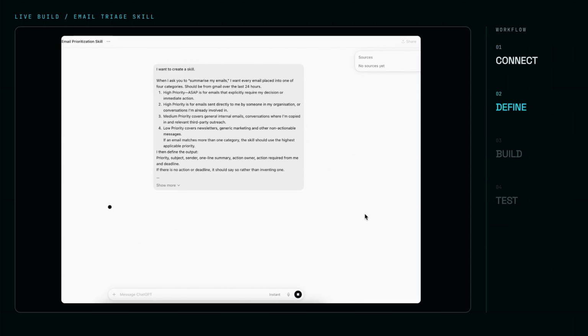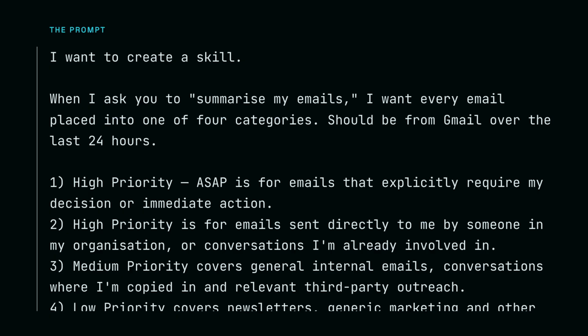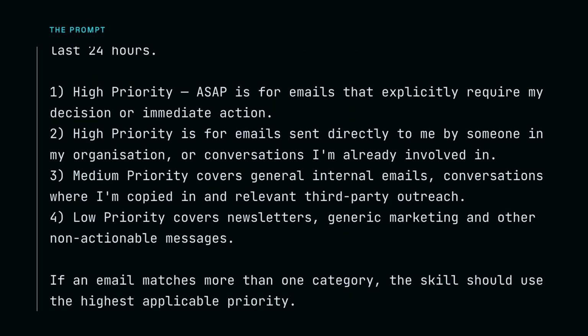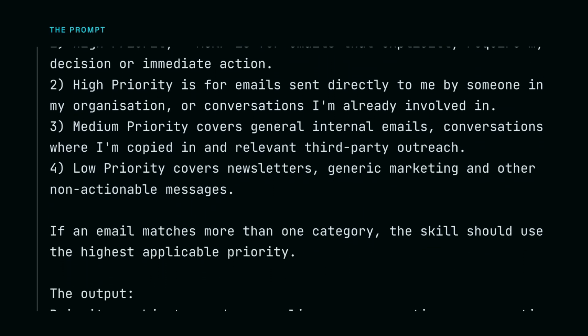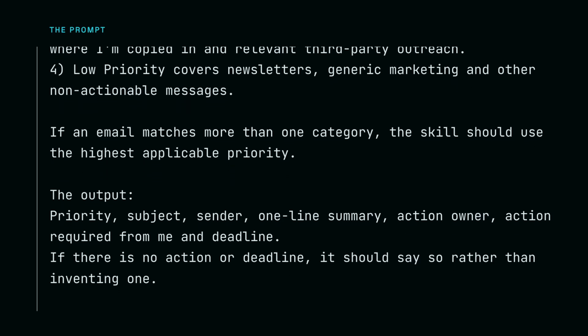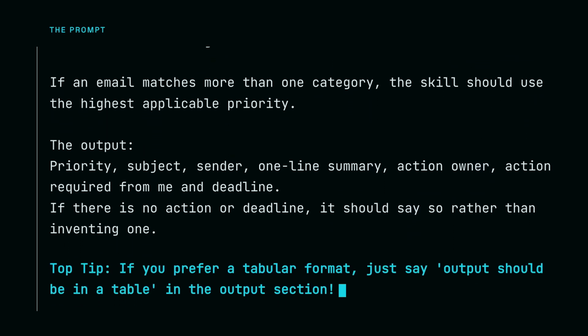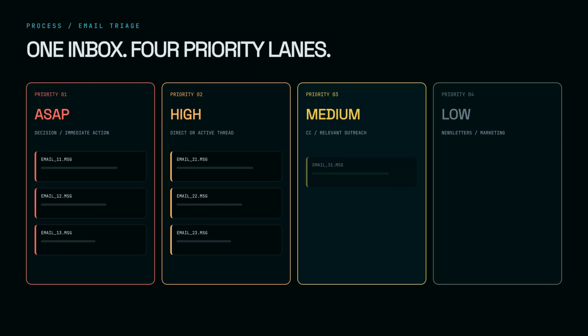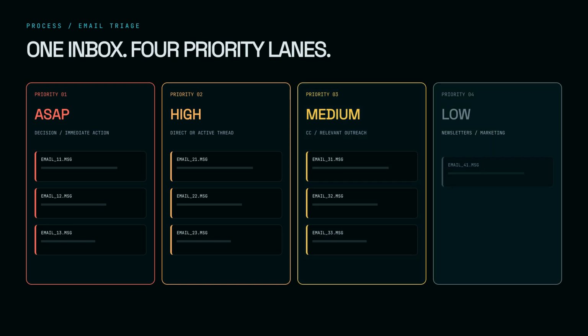So here's the prompt. I want to create a skill. When I ask you to summarize my emails, I want every email from the last 24 hours in my inbox placed into 4 categories. 1. High priority, ASAP. That category is for emails that explicitly require my decision or immediate action. 2. High priority is for emails sent directly to me by someone in my organization or conversations I'm already involved in. 3. Medium priority covers general internal emails, conversations where I'm copied in, and relevant third-party outreach. 4. Low priority covers newsletters, generic marketing, and other non-actionable messages.